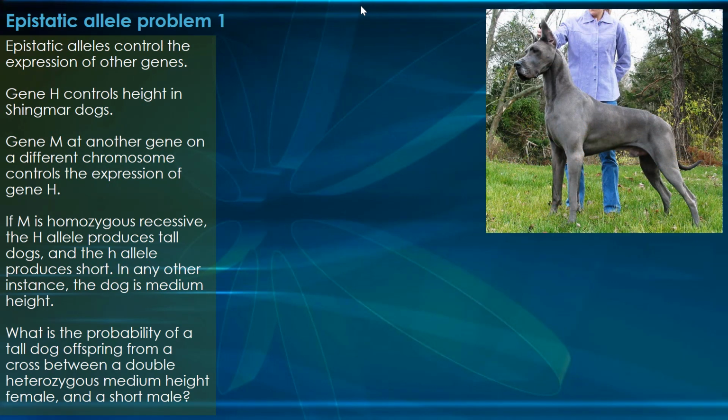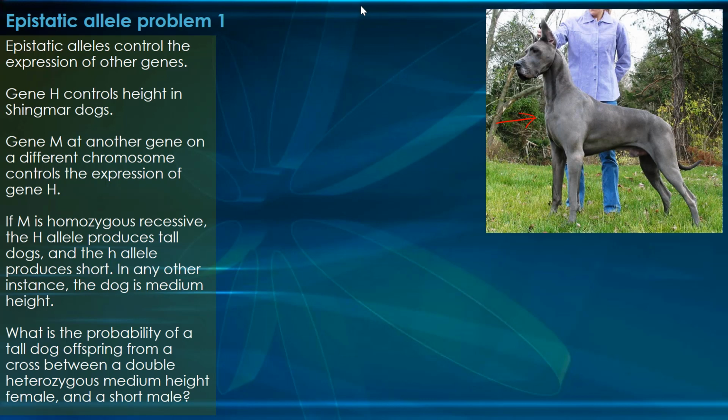Okay, we're going to look at something called an epistatic allele. So epistatic alleles, they control the expression of other genes. In fact, this is much more common in complex organisms like human beings. It's not really as simple in humans as it is with pea plants. So in this case, gene H controls the height in Singmar dogs, a type of Great Dane. Gene M, at another gene on a different chromosome, controls the expression of gene H. Okay, so we got a couple genes here.